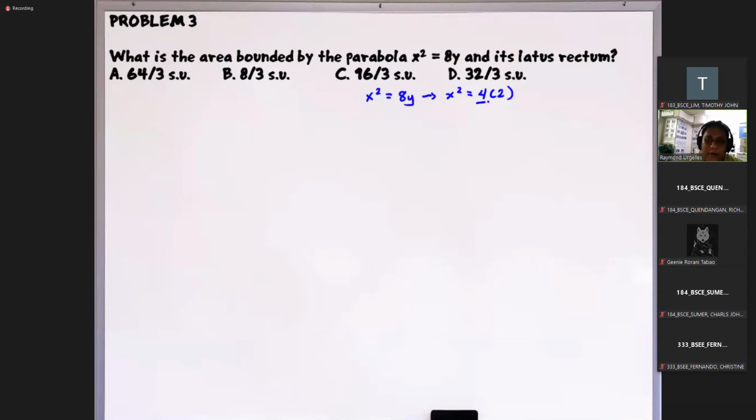So lagi kayo mag-factor out ng 4 dito, diba? Especially pag nag-involve ng latus rectum sa focal point. So our focus, diba, sa of the parabola, so then this is multiplied by y. Okay? Okay ba? So pag ganito yung format natin, kung i-compare natin sa mga standard forms ng parabola, kamukha to ng x squared is equal to 4ay.